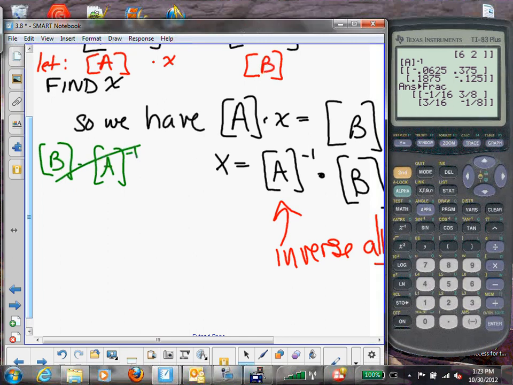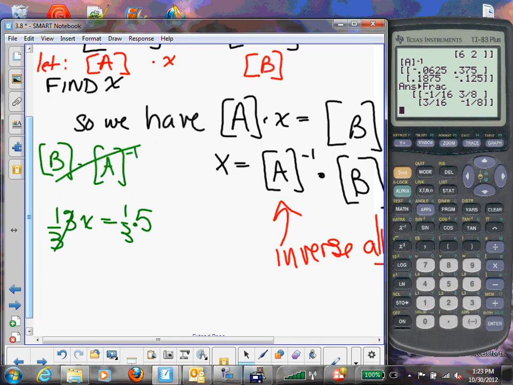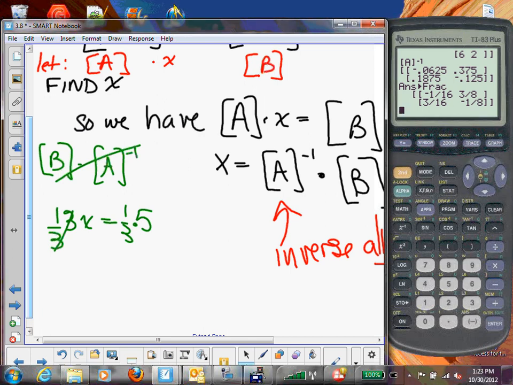Why would that be? Because let's think about this. If I give you 3x is equal to 5, I'm going to multiply by 1/3. How do I move it to the other side? By multiplying by the inverse of that, right? That's all that I'm doing. I'm just doing it with matrices. So if I'm dividing by that matrix, I'm multiplying by the inverse.